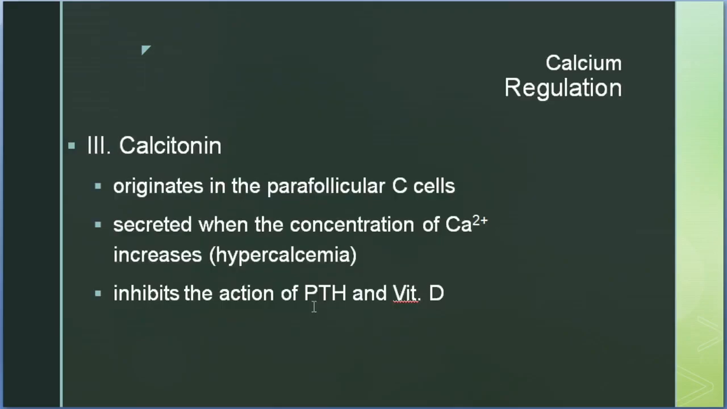Si calcitonin naman. Your calcitonin, it originates in your parafollicular C cells. So remember, your calcitonin is being produced by your thyroid gland. It is secreted when the concentration of calcium increases, hypercalcemia. So in short, pag mayroong calcium, tataas yung calcium level, your calcitonin will be stimulated because it inhibits the action of your parathyroid hormone and vitamin D kasi nga ayaw natin ng too much na calcium. So si calcitonin ang nagpapababa ng ating calcium level.